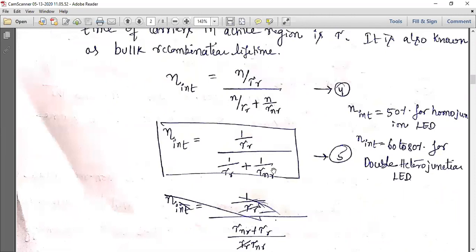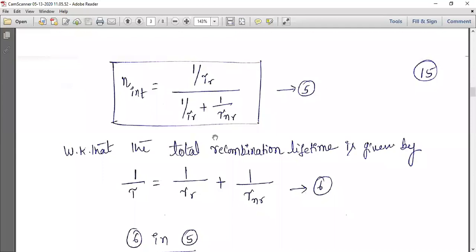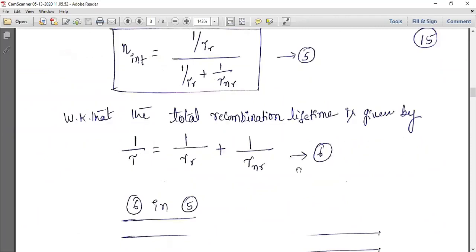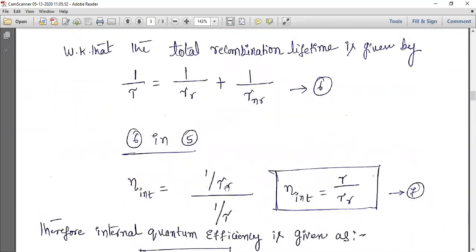This 1 by tau r plus 1 by tau nr can also be represented, same thing I've written, as the total recombination lifetime. So this one, total recombination lifetime, which is represented by 1 by tau, is equal to 1 by tau r plus 1 by tau nr, because tau is equal to n by R. So it is 1 by tau. You can replace 1 by tau here, then it becomes 1 by tau r into 1 by tau in terms of tau.